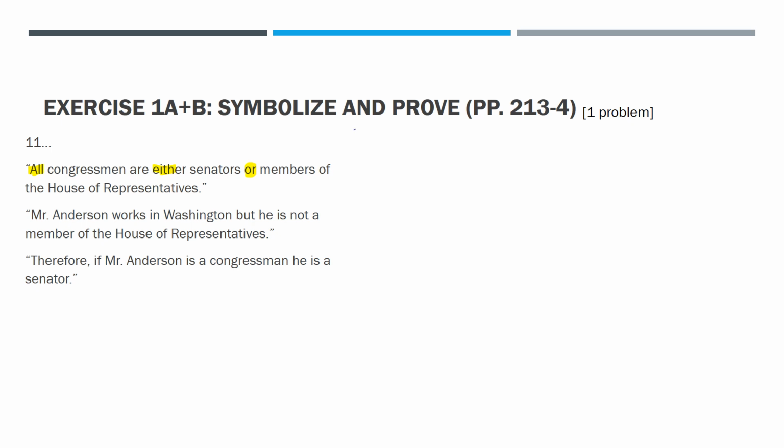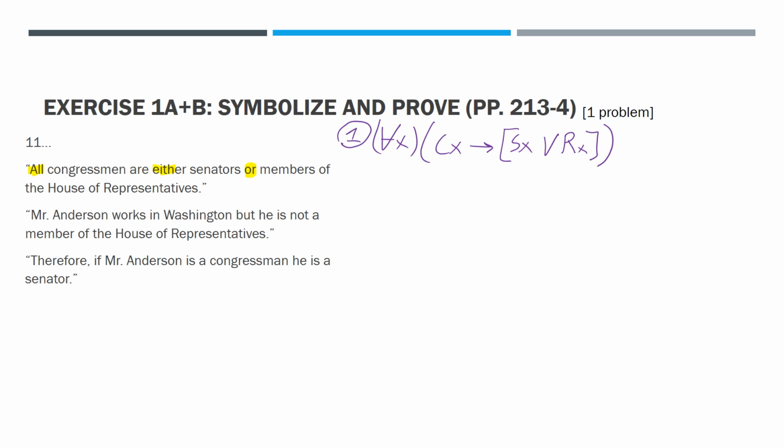So premise 1, we have for all x, if x is a congressman, then x is a senator, or x is a member of the House of Representatives. So C for congressman, S for senator, R for member of the House of Representatives.